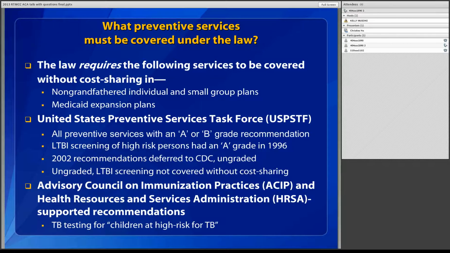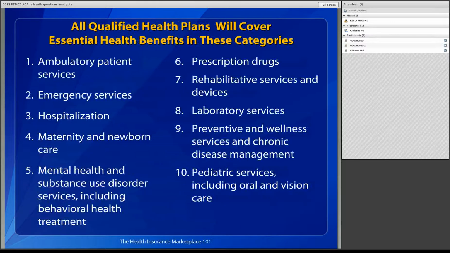The other place where preventive services must be covered without cost sharing are all those recommended under ACIP, or the Advisory Committee on Immunization Practices, and HRSA, the Health Resources and Services Administration. And for TB, this recommends TB testing for children at high risk for TB.